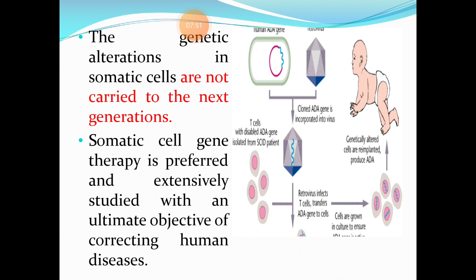This is what is exactly done in somatic cell gene therapy. So this is the best example. SCID treatment, gene therapy for SCID, is the best example for somatic cell gene therapy.